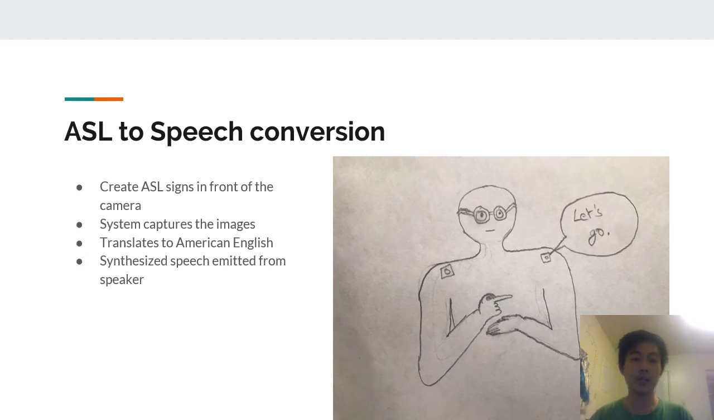So for the ASL to speech conversion, the user will just have to create the sign in front of the glass. Like I'll be wearing the glass, so I'll just be doing the signs over here, and these cameras and the cameras over here will integrate to convert it to speech.